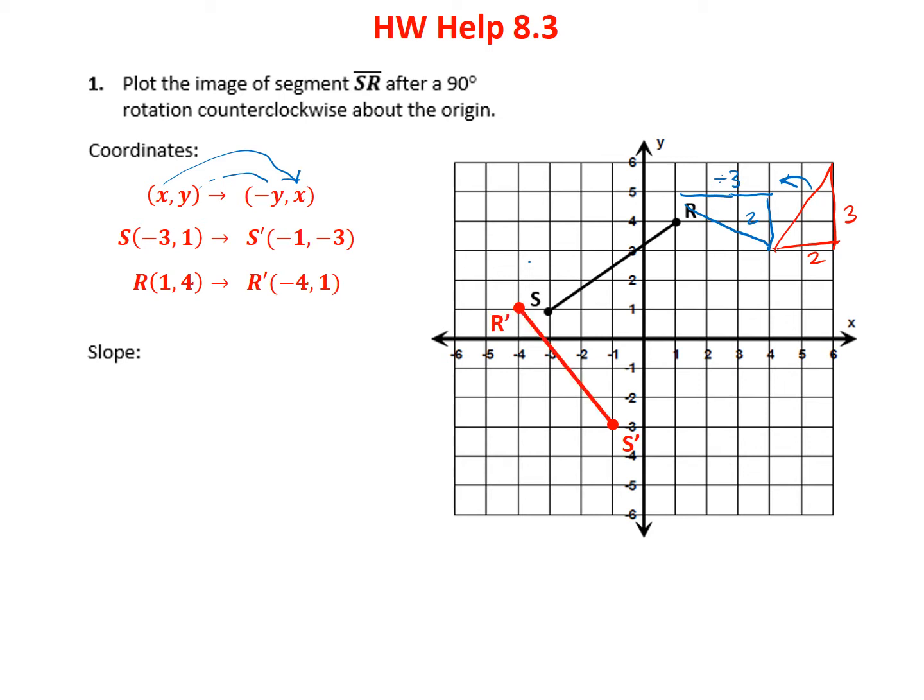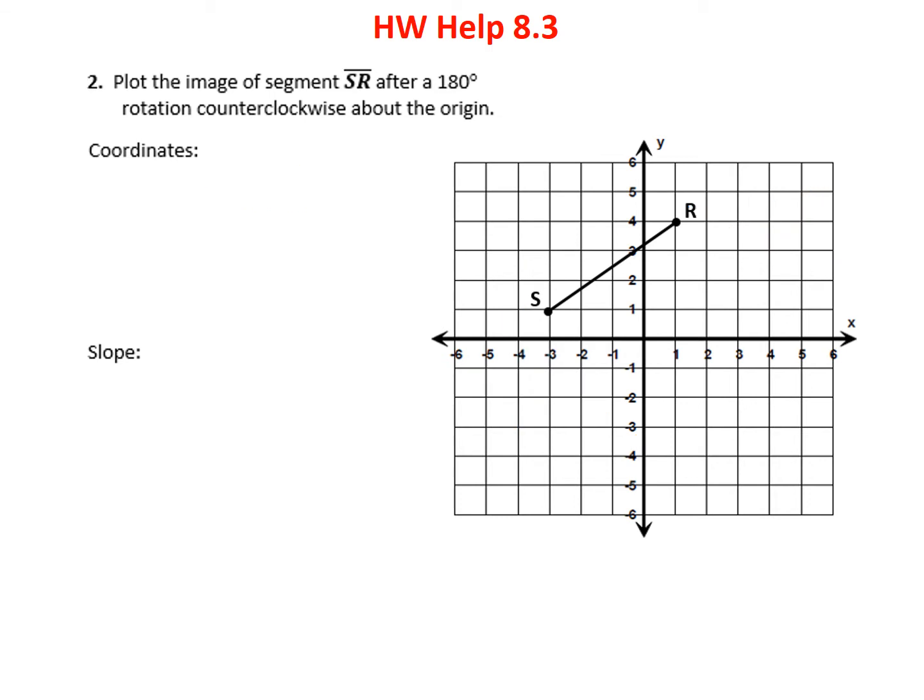Last point asks for the slope. Well, I notice if I draw a little slope triangle, it goes down 4 and over 3, so my slope is -4/3, which is the opposite of the original one here, which was 3/4. So these actually, the 90-degree turn, notice, makes two lines that are perpendicular to each other.